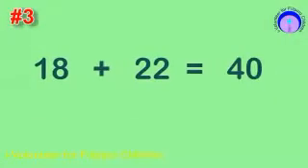Item number 3. Kindly read the sentence twice. 18 plus 22 is equal to 40. 18 plus 22 is equal to 40. Kindly read.